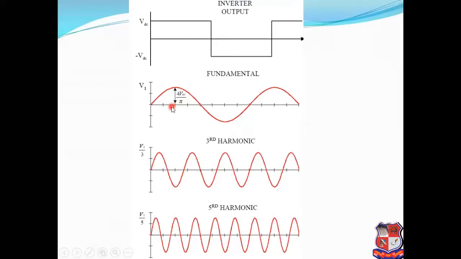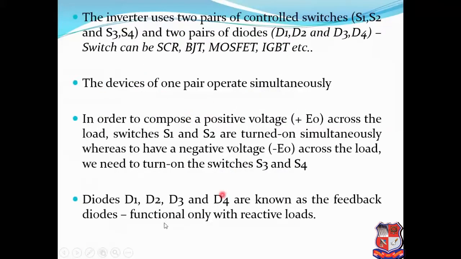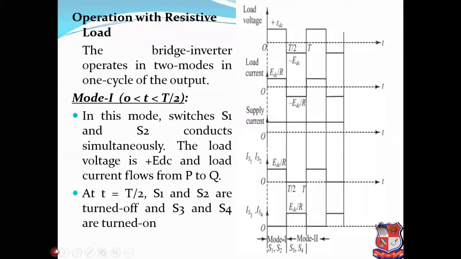So if we put N equal to 1, we get 4 VDC by pi sin omega T, that we can represent like that. If we put N equal to 3, that means third order harmonic, the value of the third order harmonic will be 4 VDC by 3 pi sin 3 omega T, that means it has 3 times the frequency of the fundamental component. If we draw the waveform for the fifth order harmonic, we put N equal to 5, that means 4 VDC by 5 pi sin 5 omega T, and its frequency will be 5 times the fundamental frequency. So this is the operation of this inverter.